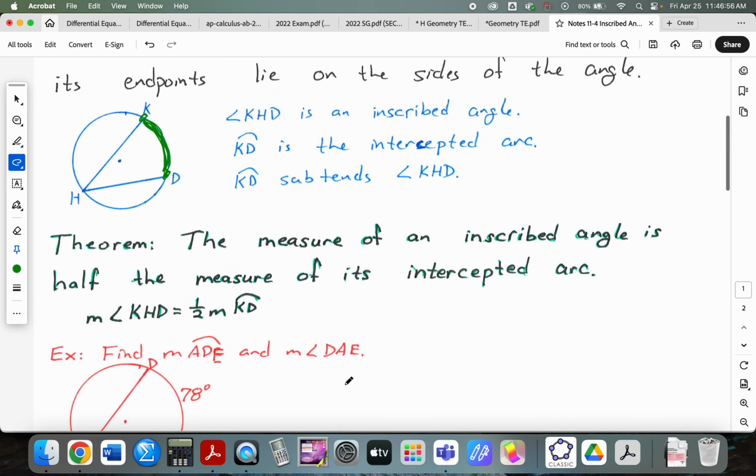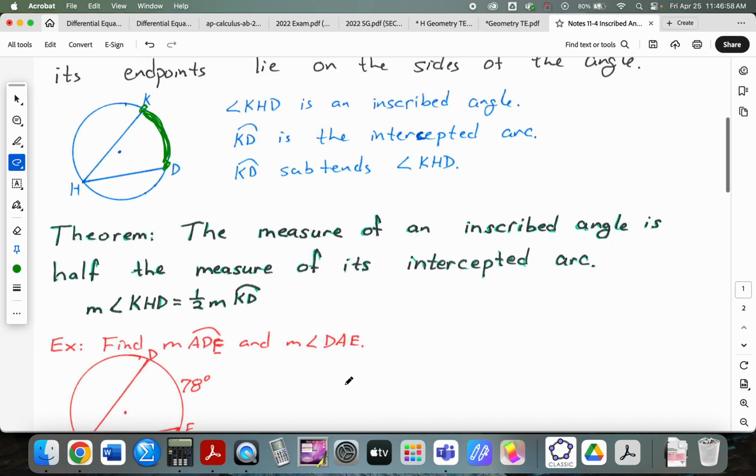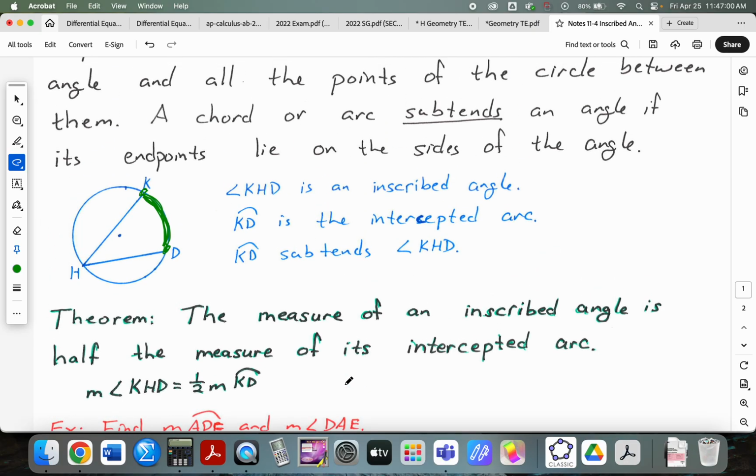So here's the deal. Unlike the central angle, where the central angle was equal in measure to the arc, an inscribed angle's measure is half of the arc. Real quick, let me show you why. You do not need to draw this, but please follow along.